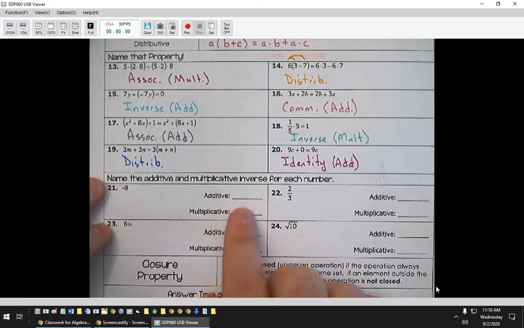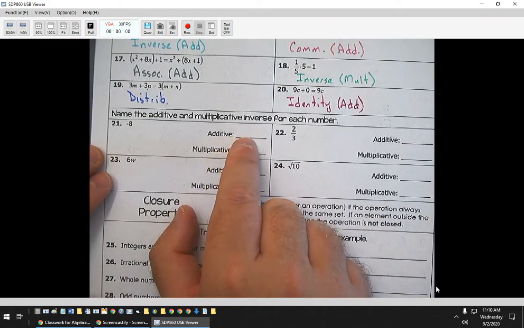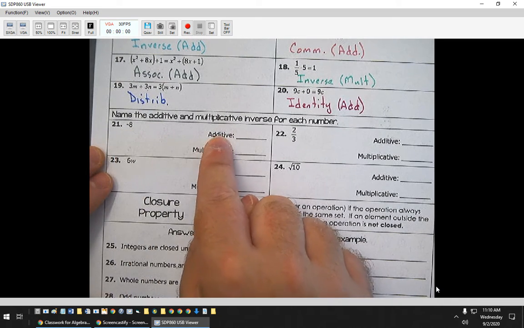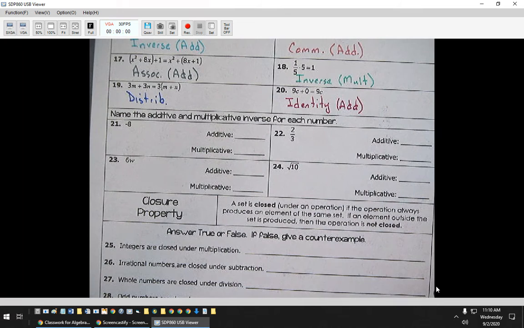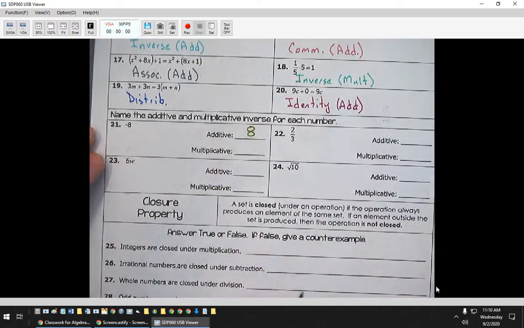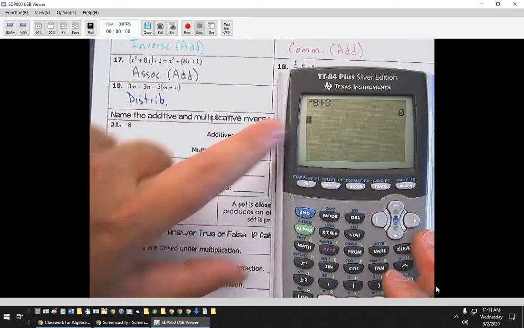Okay, so let's go back here. Here we've got these identity ideas, the things that undo them. So if I wanted to start with -8, what would I have to add to it to end up with nothing in the world of addition? Well, it'd have to be +8. -8 plus 8 ends up with 0.